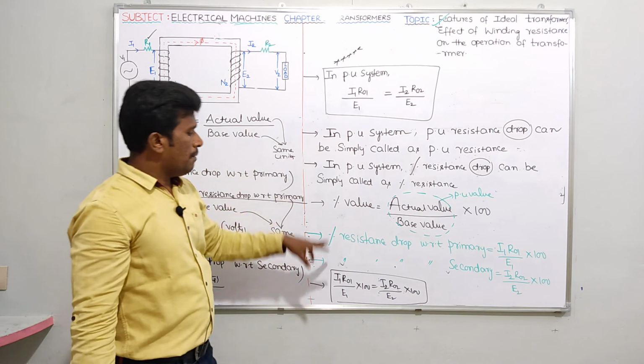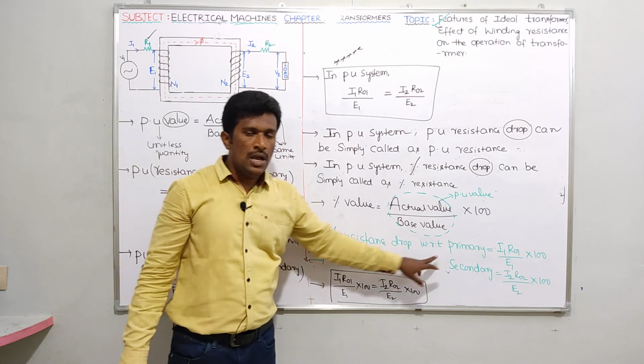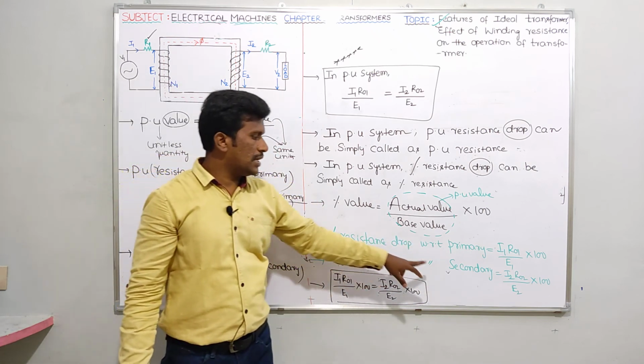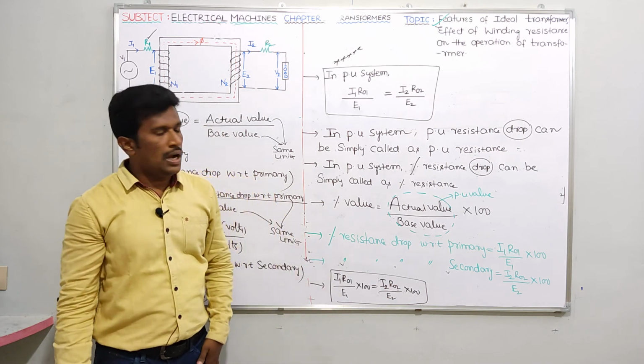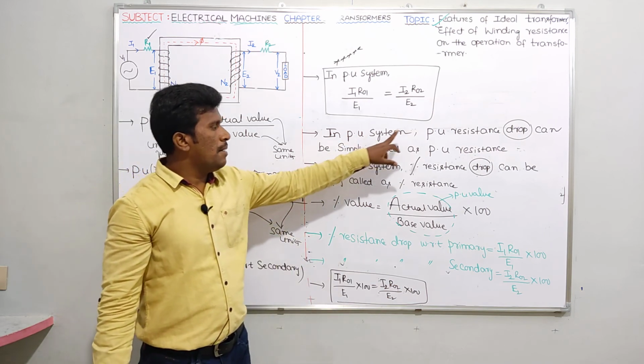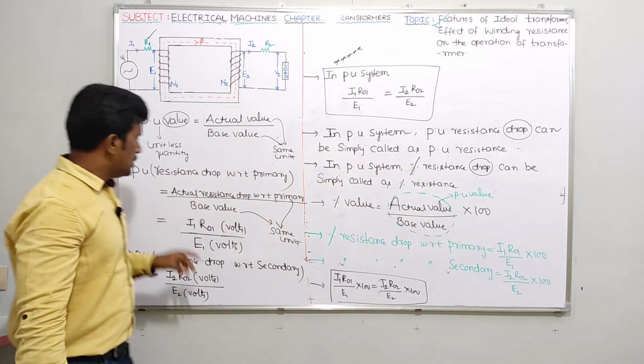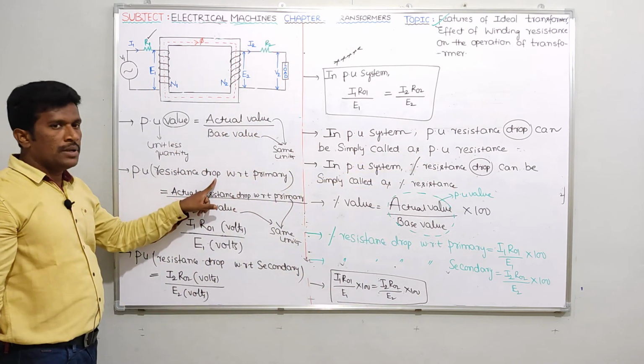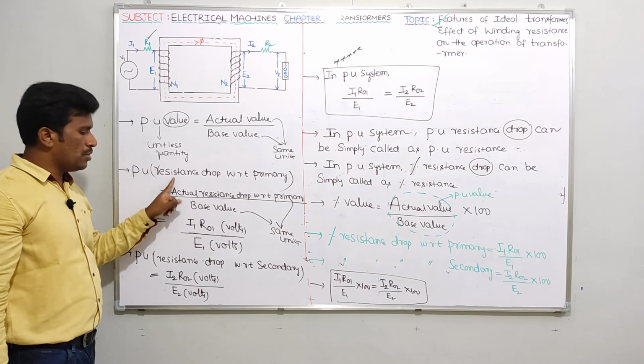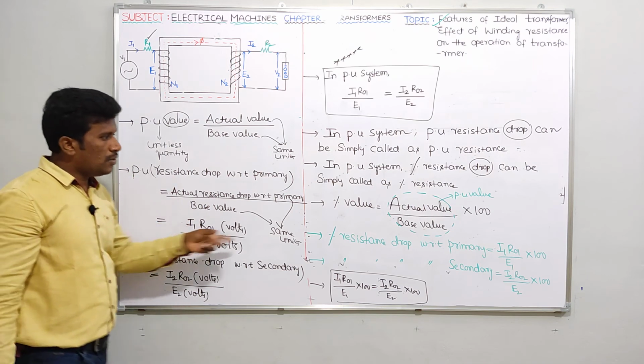Similarly, in per unit system, percentage resistance drop with respect to primary and percentage resistance drop with respect to secondary also will be equal. And one more thing I told, in per unit system, per unit resistance drop can be simply called as per unit resistance. Means instead of asking per unit resistance drop, if they ask you per unit resistance also, you have to use the same formula.